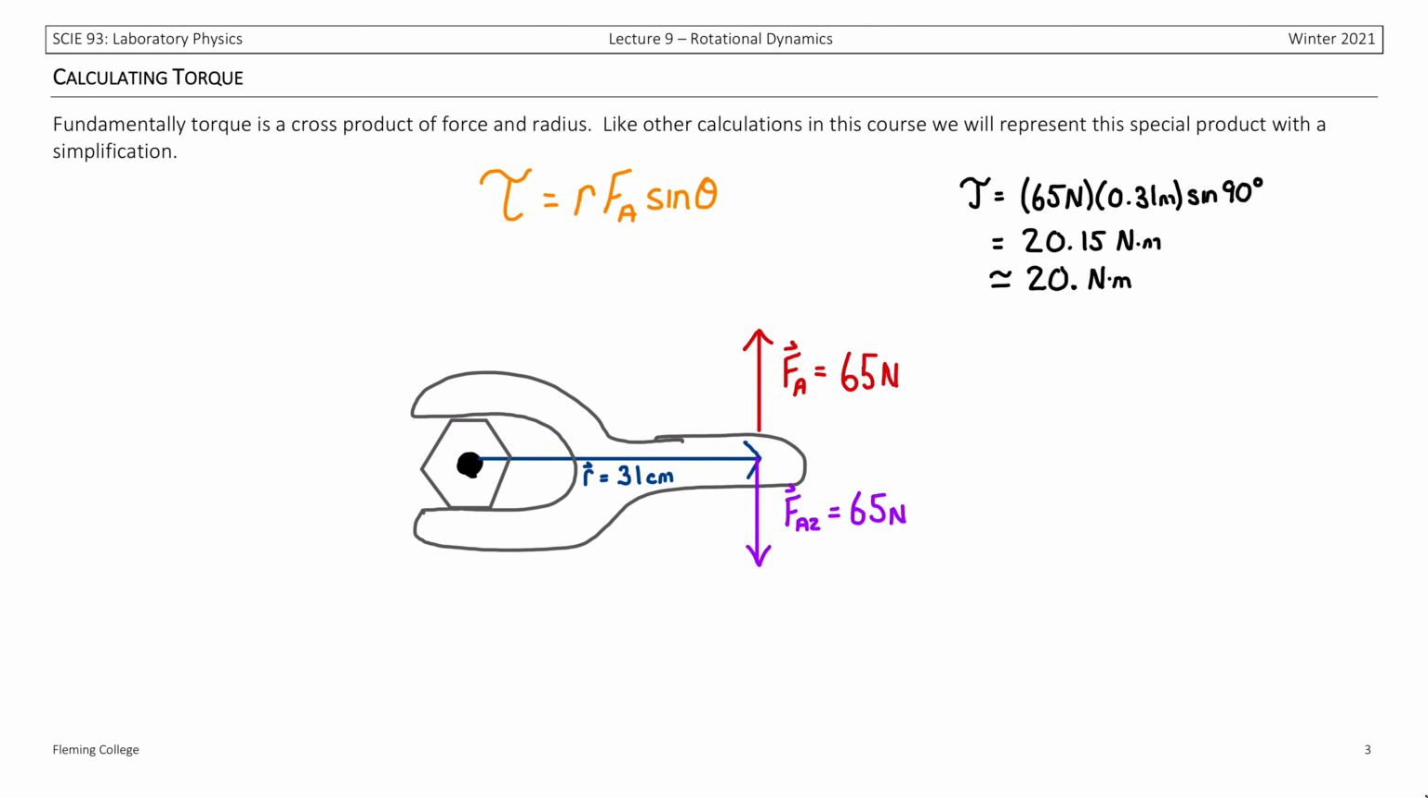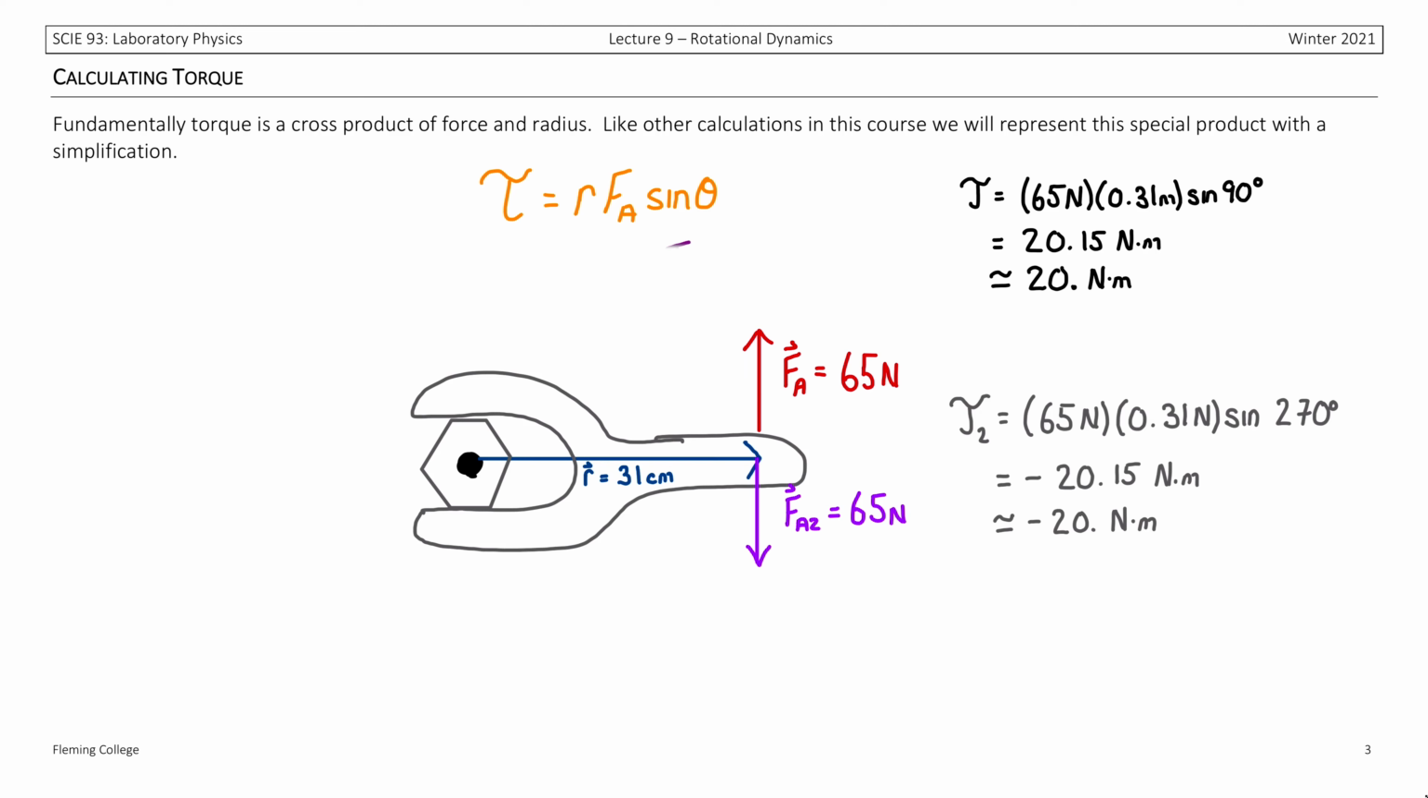In this case, our angle between the two, using the tangential component convention, will have an angle of 270 degrees. When we complete the calculation this time of 65 newtons multiplied by 0.31 meters, our radius, and the sine of 270, we get negative 20.15 Newton meters, which is approximately negative 20 Newton meters. So we see that if we use our original convention for angles, our sine convention also gets followed.